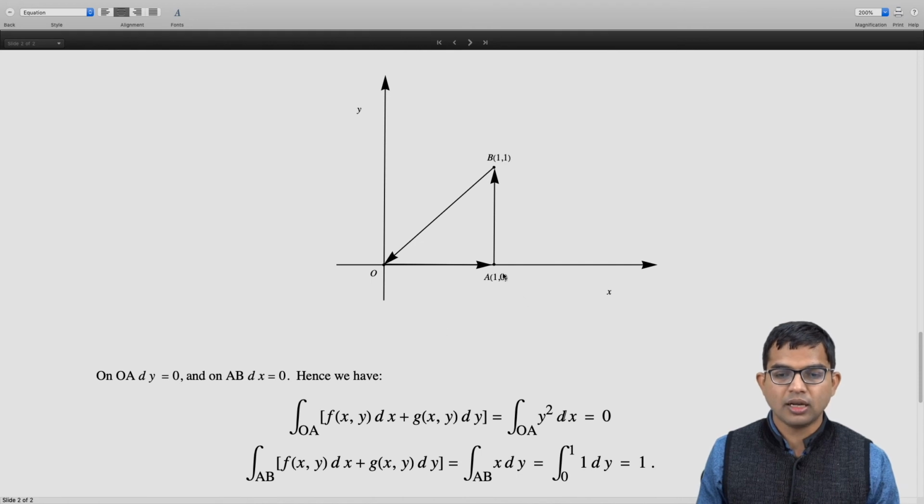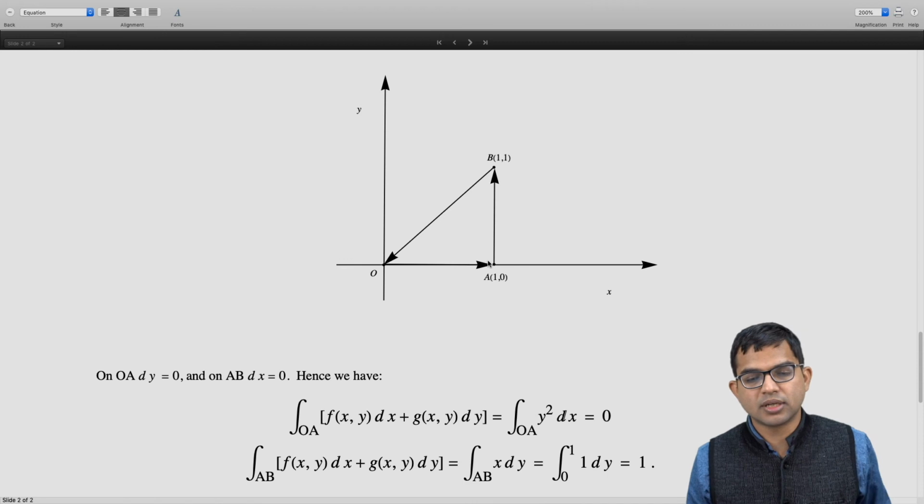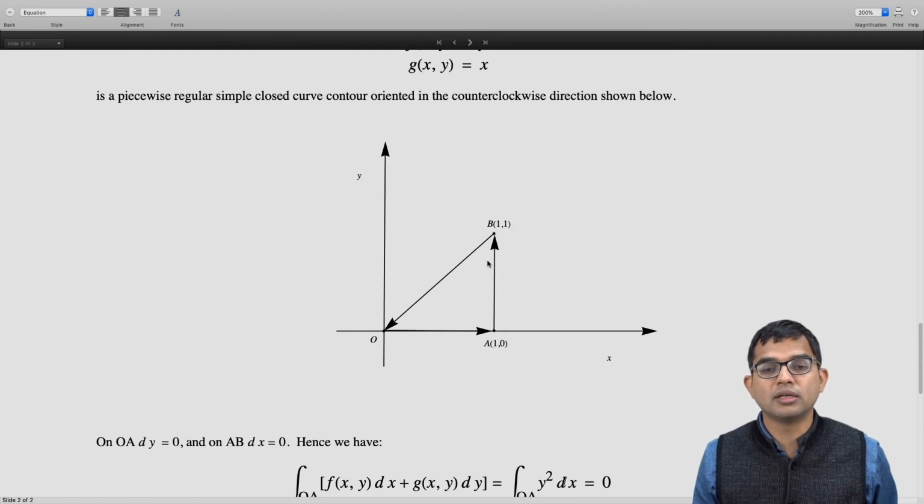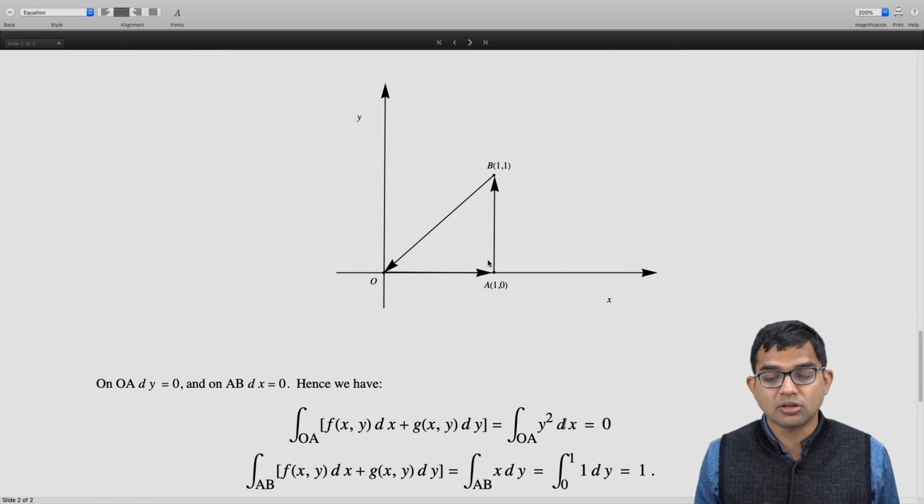Now if you look at A to B, f of x comma y dx plus g of x comma y dy. We have already said that dx is 0 on the line AB, but dy of course is not 0, and then you have to put in x, but x is a constant. So in place of g of x comma y, we have plugged in x, which is equal to 1 on this line. So you get the integral from 0 to 1 of dy, which is nothing but 1, right?